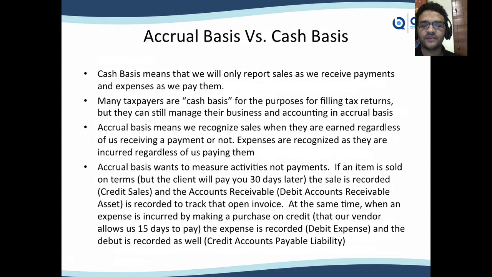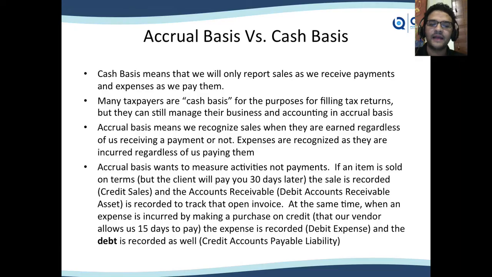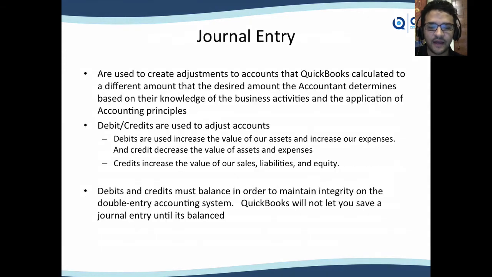So I have to make sure that the debt itself, the liability, the amount of money I need to pay to my supplier, let me make this bold here, the amount of money I have to pay to my supplier is recorded into a liability called accounts payable. So whenever I incur an expense, I debit the expense and I credit accounts payable, or the liability.